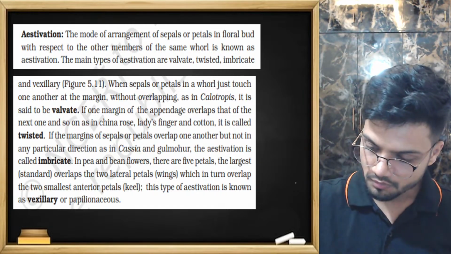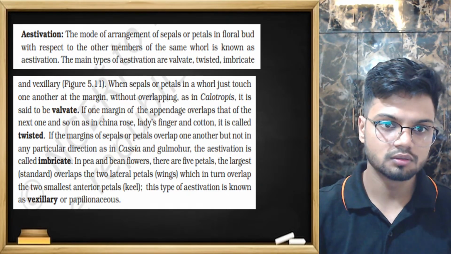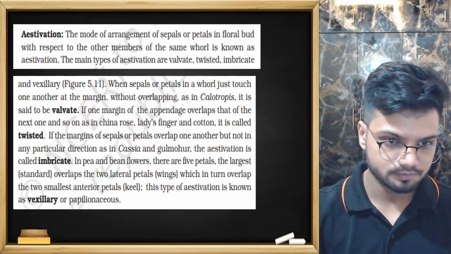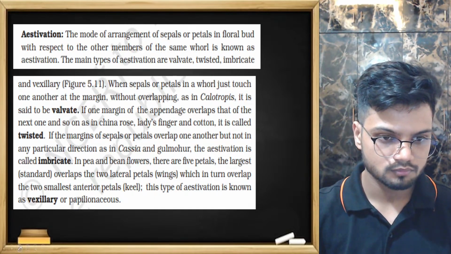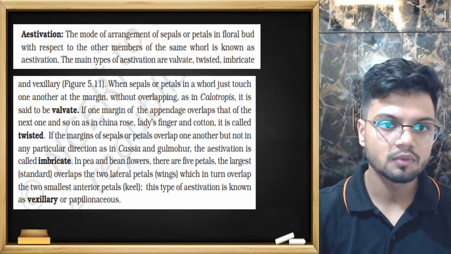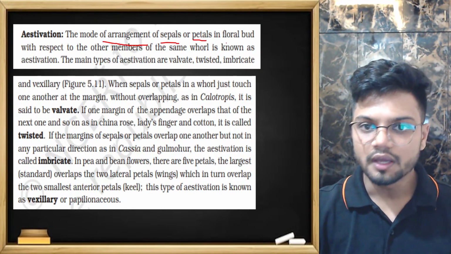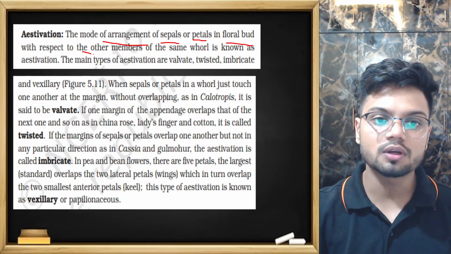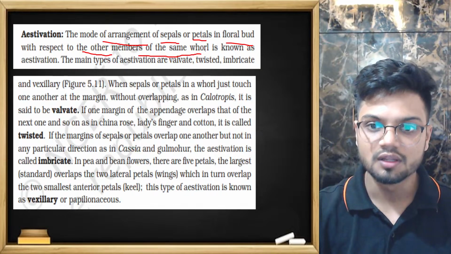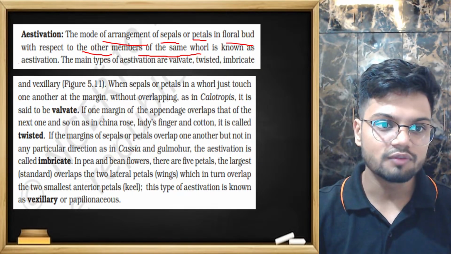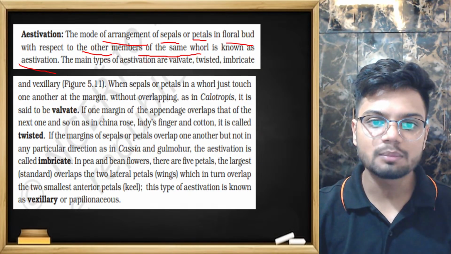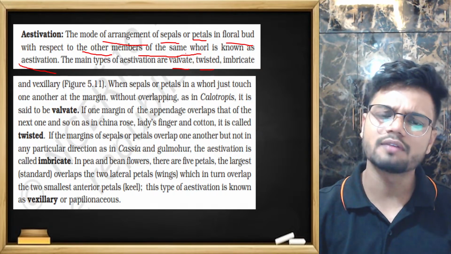The mode of arrangement of sepals or petals in the floral bud with respect to other members of the same whorl is known as estivation. The main types of estivation are valvate, twisted, imbricate, vexillary. One by one we'll do now.